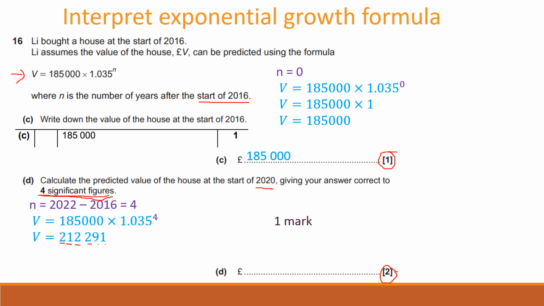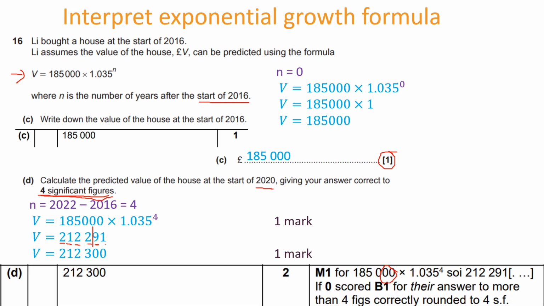So to help us do that, after the 4 significant figures, we draw a line down and we're going to look at the digit afterwards, which is this 9 here. Now the 9 is bigger than 5, so that tells us we're going to round up. So rounding this number to 4 significant figures is 212,300, and that's your second mark.